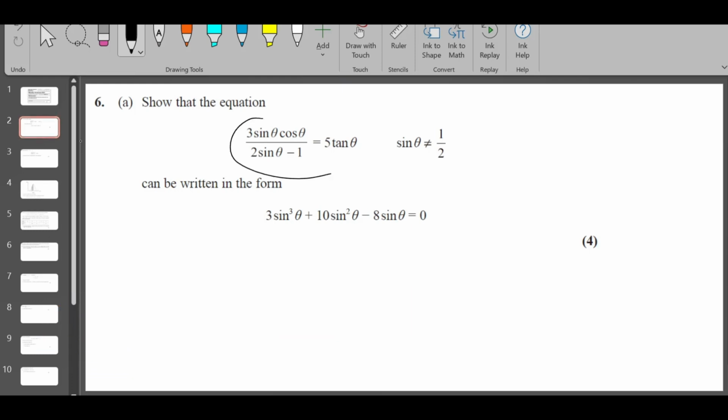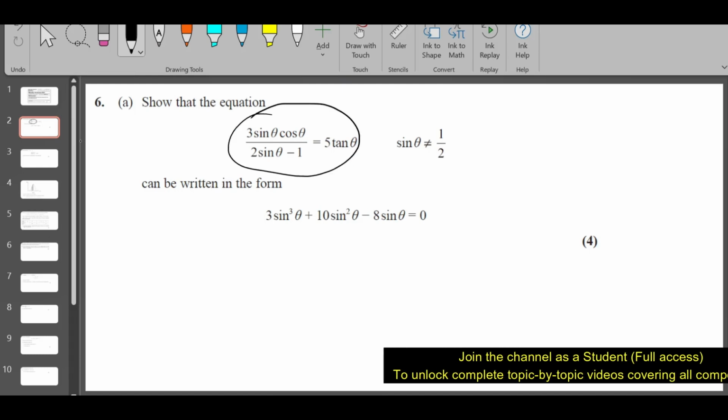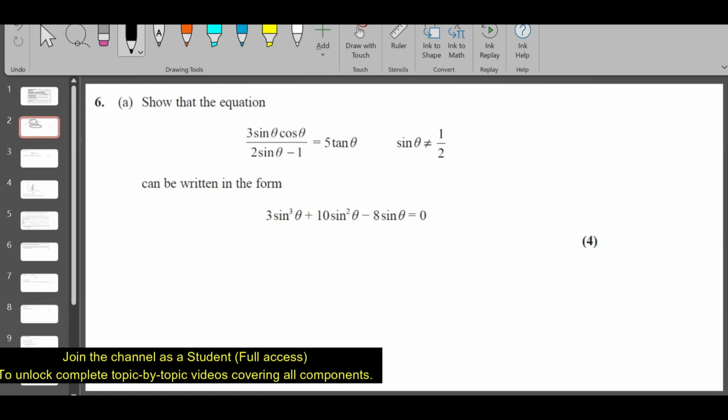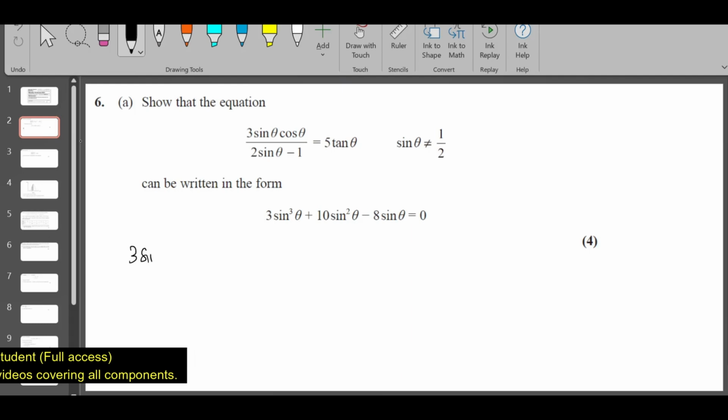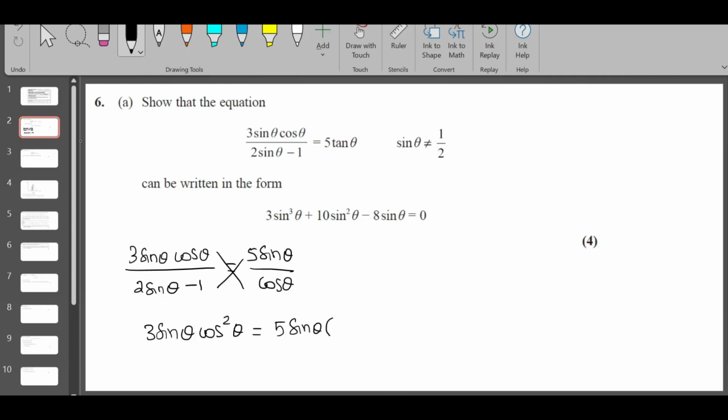Show that this equation can be rewritten in this form. That means we need to take this whole equation and see how it can be rewritten in this form. You need to change everything in terms of sine. Take the equation 3 sine theta cos theta divided by 2 sine theta minus 1 is equal to 5 tan theta. Replace tan by sine over cos, so 5 sine over cos, and cross multiply. So 3 sine theta cos times cos squared is 5 sine theta times 2 sine theta minus 1.